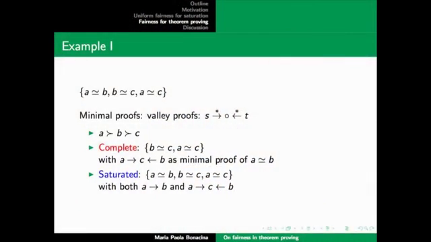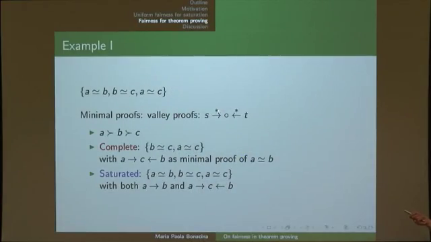Let's see an example. Assume we have only three equations, A equals B, B equals C, and A equals C. And assume that we consider as minimal proofs the valley proofs, which means the proofs that prove that S is equal to T by rewriting S and T to a common form. What we have here is rewriting in zero or more steps, because there is a star over the arrow for rewriting. This is just composition. So this means there exists some term U such that S rewrites to U and T rewrites to U, and this happens by pure rewriting. So basically we have something like this.